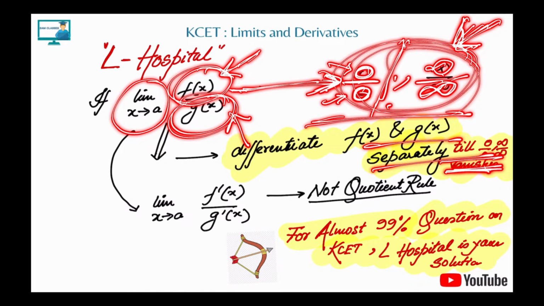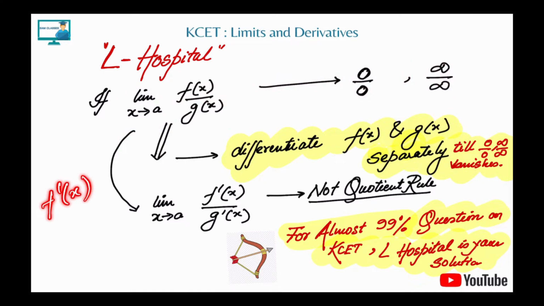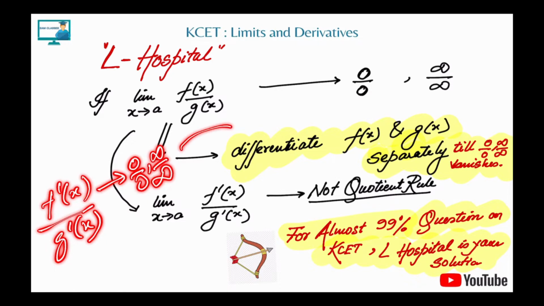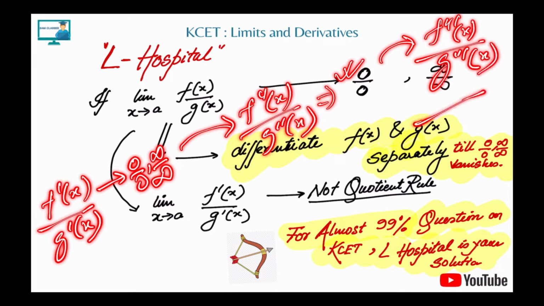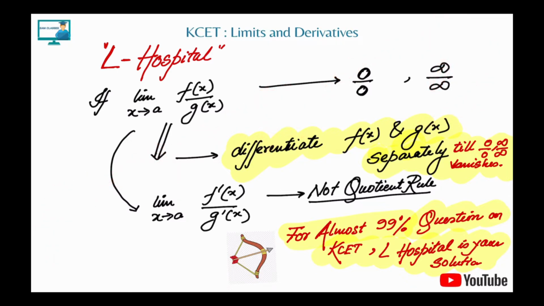So what do you have to do? One time you differentiated, f dash x by g dash x. Now again you are getting 0 by 0 form or infinity by infinity. Again differentiate. So f double dash x by g double dash x. And if you got the answer, well and good. If you didn't get the answer, again differentiate. Separately, okay. Don't do the quotient rule, okay. Clear? That's it. So nothing is there.